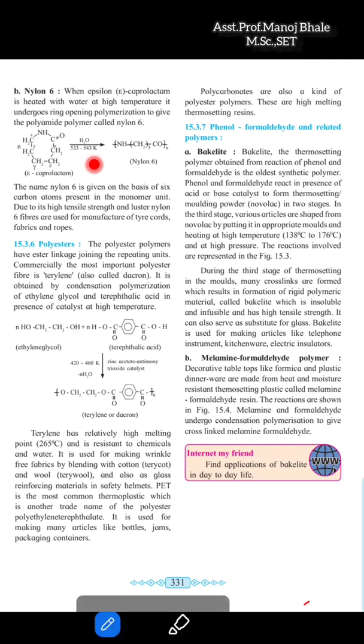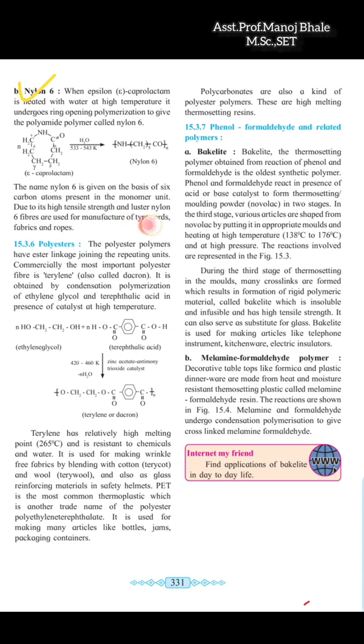Next polymer is nylon 6, which is prepared from caprolactam. This is the caprolactam structure, and we are heating it in presence of water at a temperature of 533 to 543 Kelvin. There is a formation of this nylon 6. So this is the structure of nylon 6, a polymer with n number of units bonded to each other.